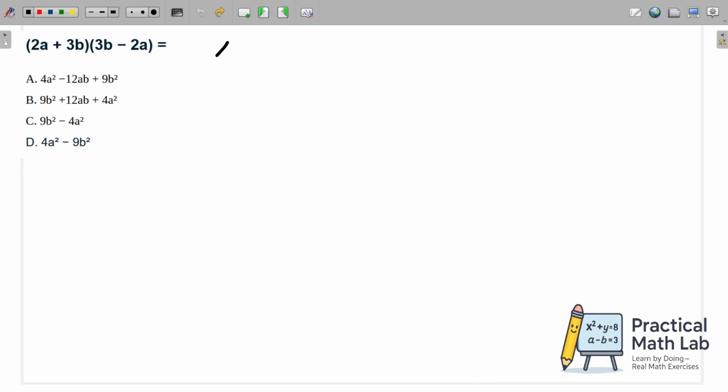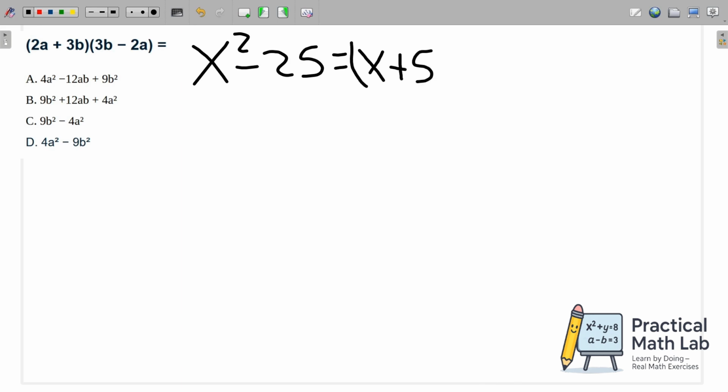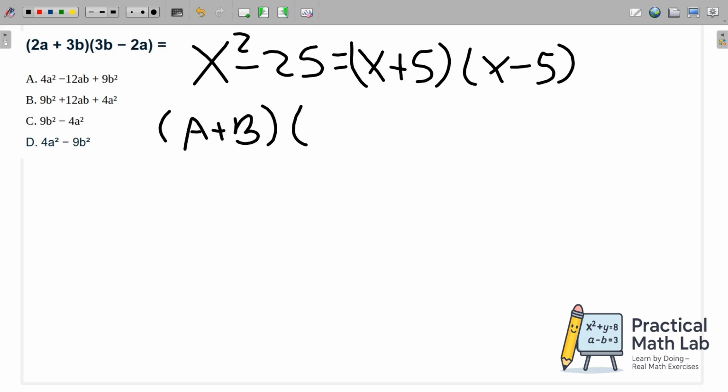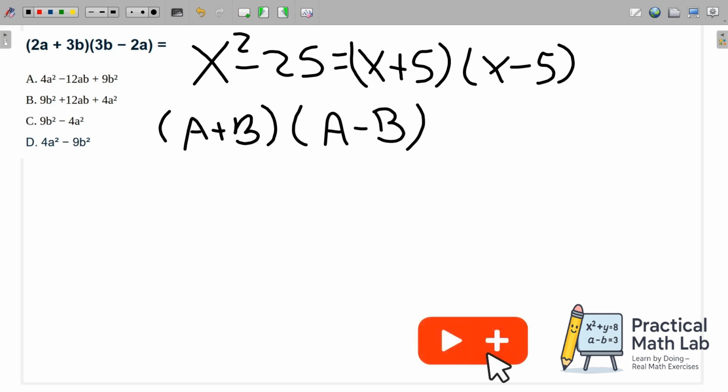Let me give you an example first so you can really see it. X squared minus 25 is equal to (x plus 5) times (x minus 5). This can also be represented in another form, as (a plus b) multiplied by (a minus b). In other words, the expression x squared minus 25 is equivalent to the product of the sum and the difference of x and 5. Can you see it here? A plus b and a minus b.